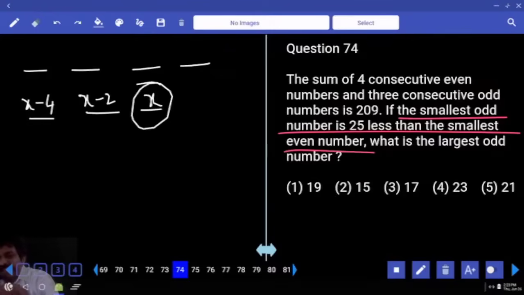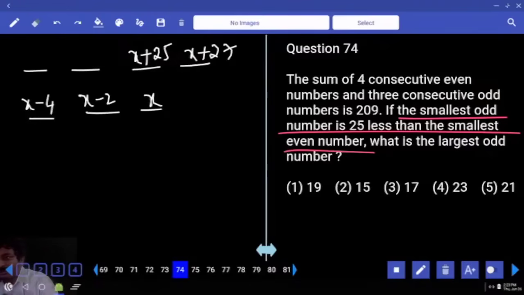So, if this is x, that number becomes x plus 25. Next even number is x plus 27. Previous even number, x plus 23. First even number, x plus 21. How many numbers we have? 7. Everywhere we have x. By default, you will get 7x. Sum of these two numbers.